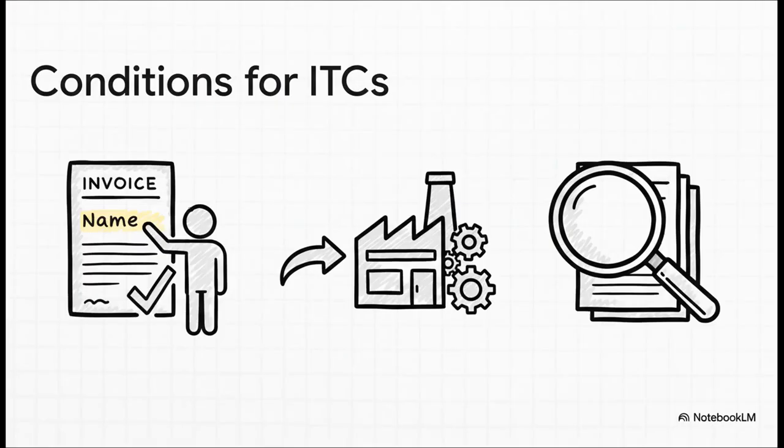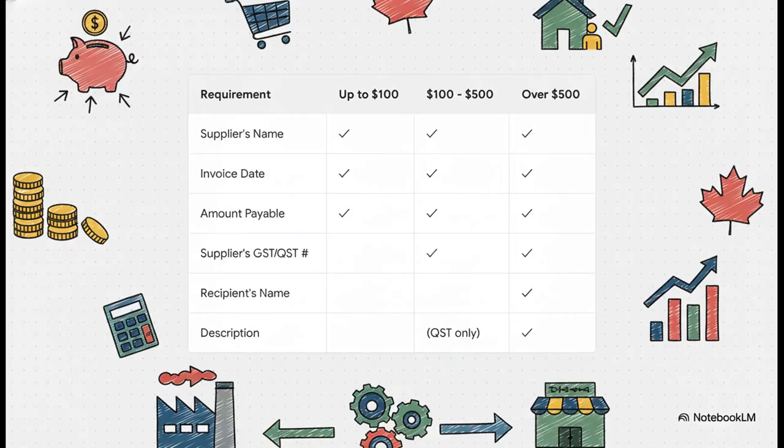To claim an input tax credit, a business has to meet 3 key conditions. It's like a checklist. First, you have to be the legal recipient. The name on the invoice needs to be yours. Second, the things you bought must be for use in your commercial or taxable business activities. And third, and this one is a really big deal, you must have all the proper supporting paperwork. And this table here lays out exactly what that paperwork needs to look like.